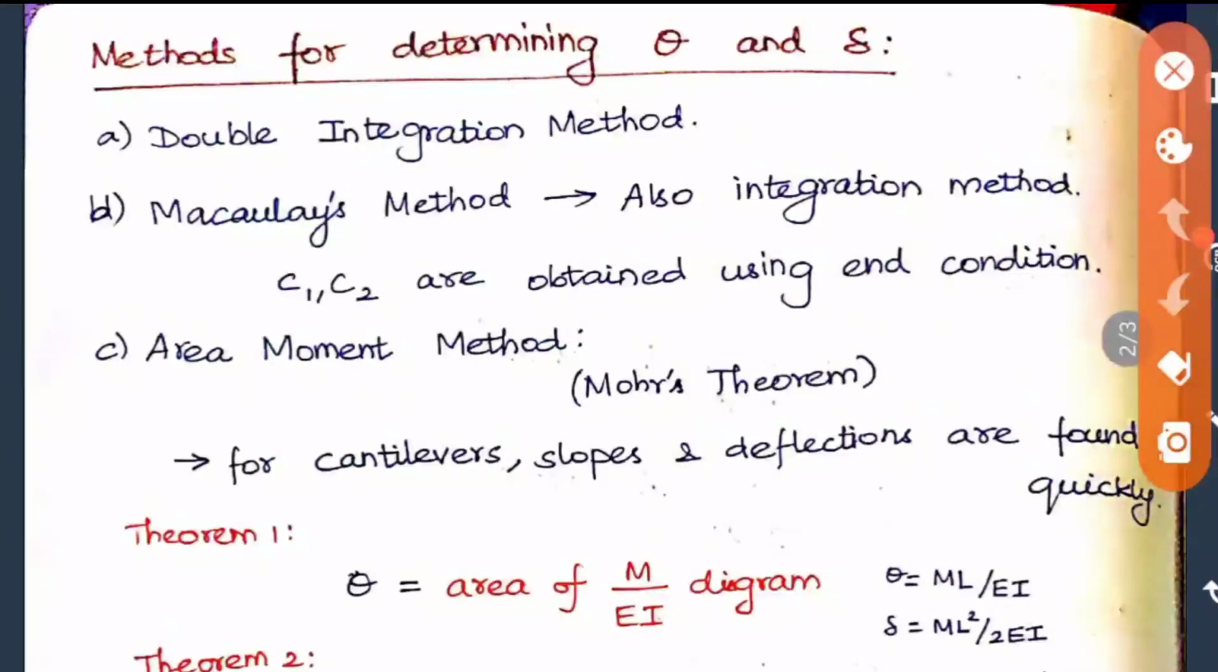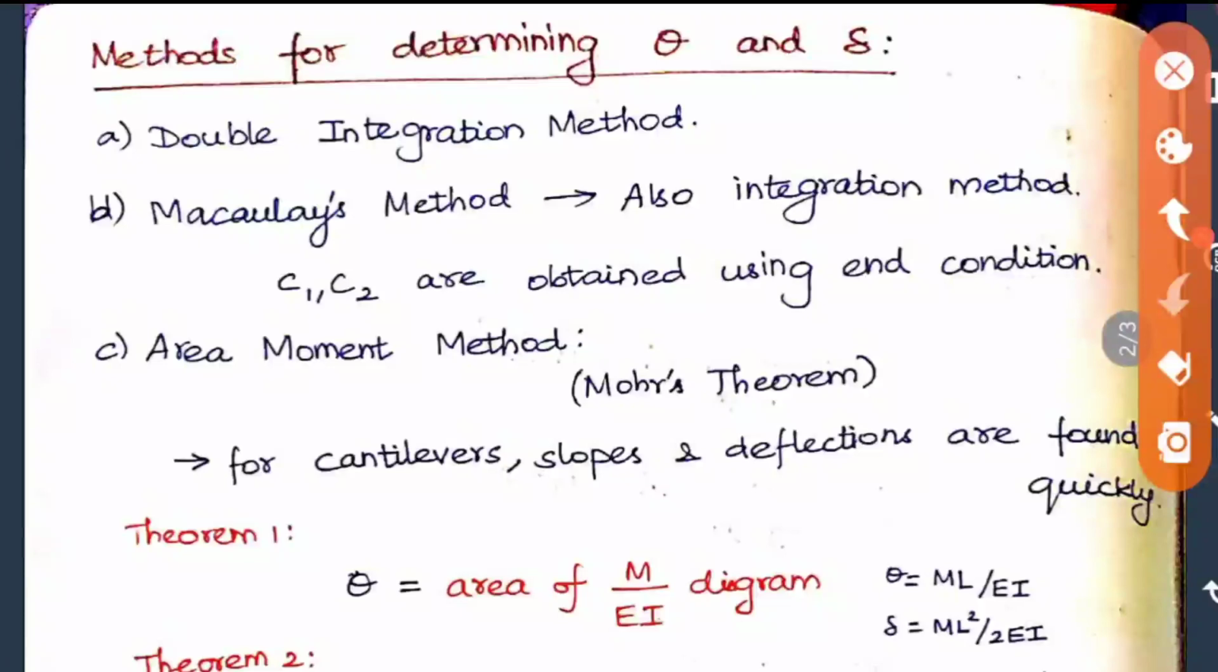Now we will see some methods for determining theta and the deflection, slope and deflection. The first two methods are integration methods only. One is the double integration method and the other one is Macaulay's method, which is also an integration method. This integration method is a tedious process and it will normally be used for big questions only. Normally we'll be taking the integration of M by EI and calculating. Here C1 and C2 are nothing but constants we get during the integration, which will be based on the end conditions.